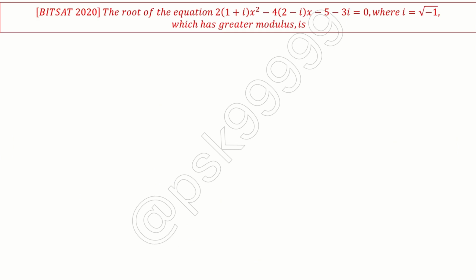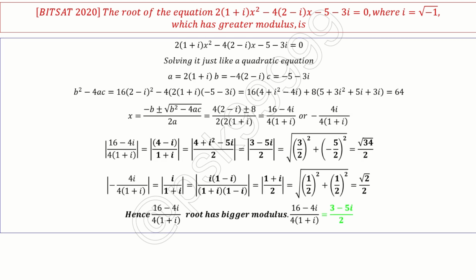The roots of the equation 2 times (1 plus i) x square minus 4 times (2 minus i) x minus (5 plus 3i) equals 0, where i is square root of minus 1. Which has the greater modulus? So the question asked is basically a quadratic equation with complex coefficients. It has two roots, and they ask which modulus is greater. Very simple, we just have to solve it like a quadratic equation.